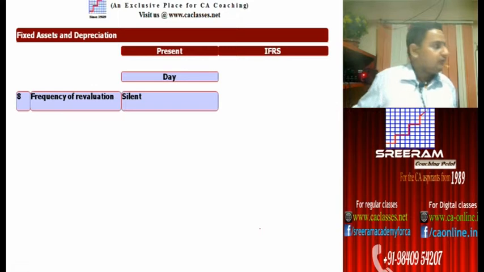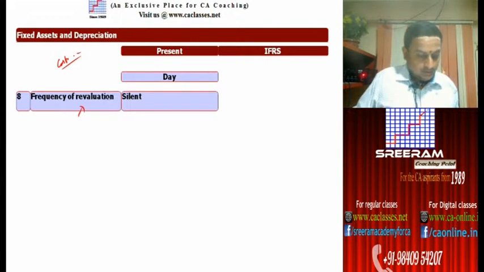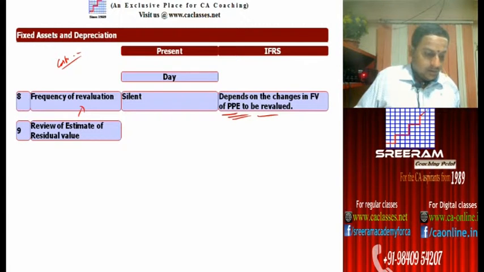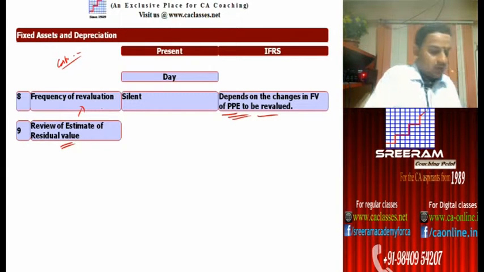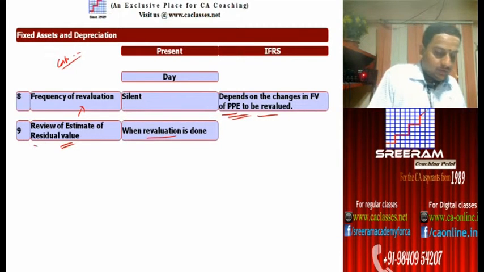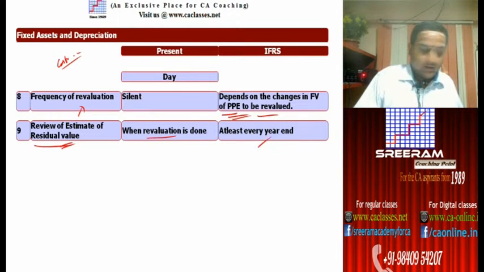Then frequency of revaluation, here the present standard is silent. Though we have a cost model and revaluation model in AS 10, at what point of time we need to do revaluation is not referred to. But here, depending upon the changes in fair value of the property, plant and equipment, we need to revalue the asset. And estimate of the life or residual value, how it is addressed in the present standard and in IAS. In the present standard, whenever we do revaluation, we need to revalue the residual value also, the scrap value also, but here at least every year end.